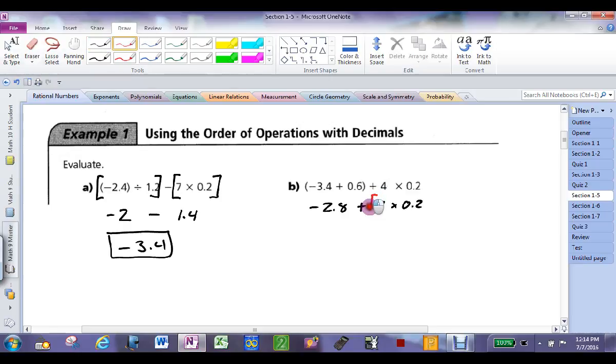Multiply. I got to put in some brackets so I do it right. Oh, okay. So it's negative 2.8 plus whatever this answer is. What is this answer? 0.8. Negative 2.8 plus 0.8 is negative 2. Okay? Yeah, my calculator did it. Great. Then you're okay. Oh, perfect, great.